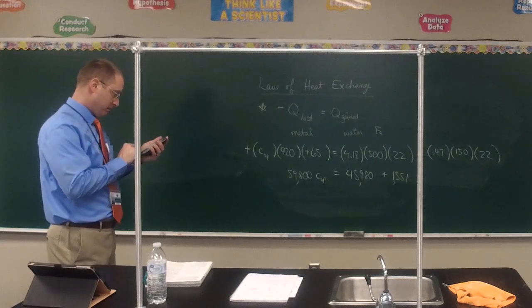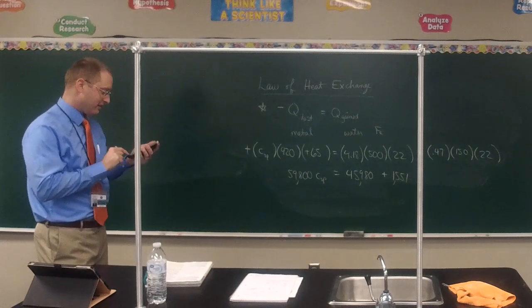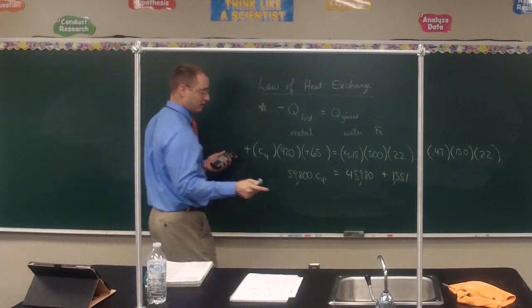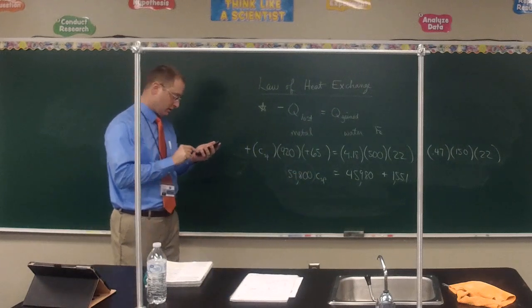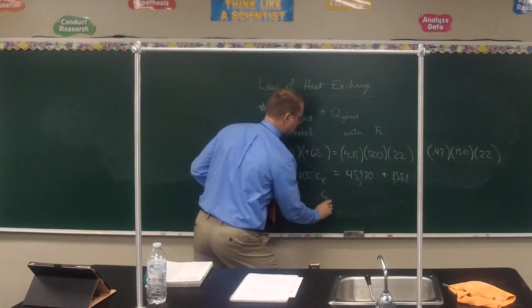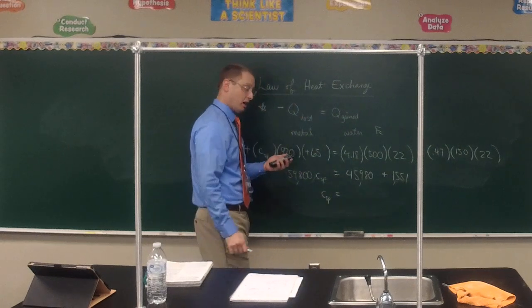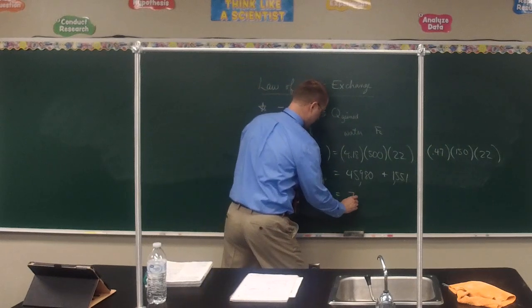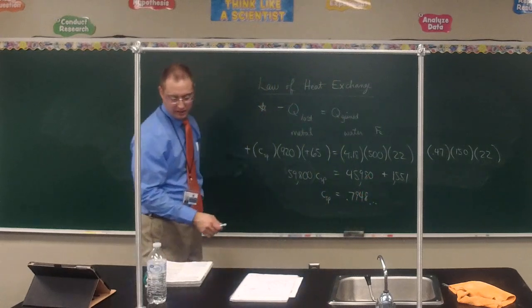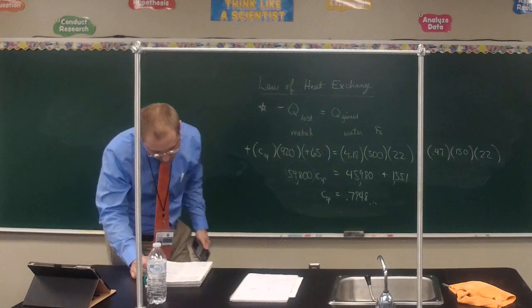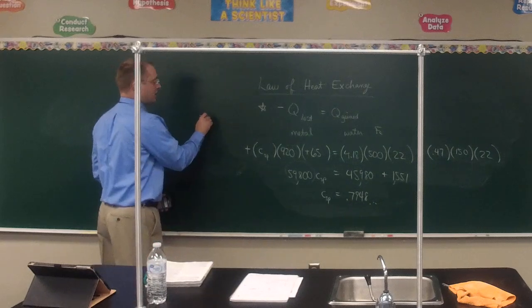Excuse me, I'm dyslexic, 980. And then we have to do what? Divide out the 59,800. And apparently, this particular metal has a specific heat of 0.7948. Is it two sig figs again? Yes. So we'll say approximately 0.79.